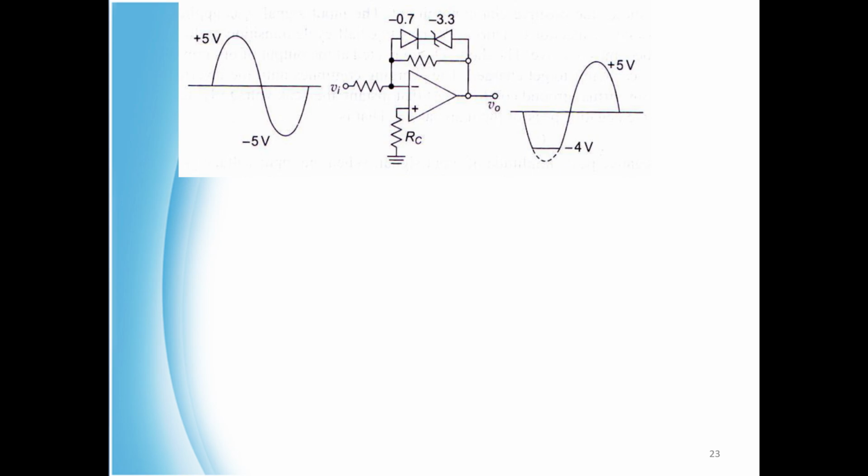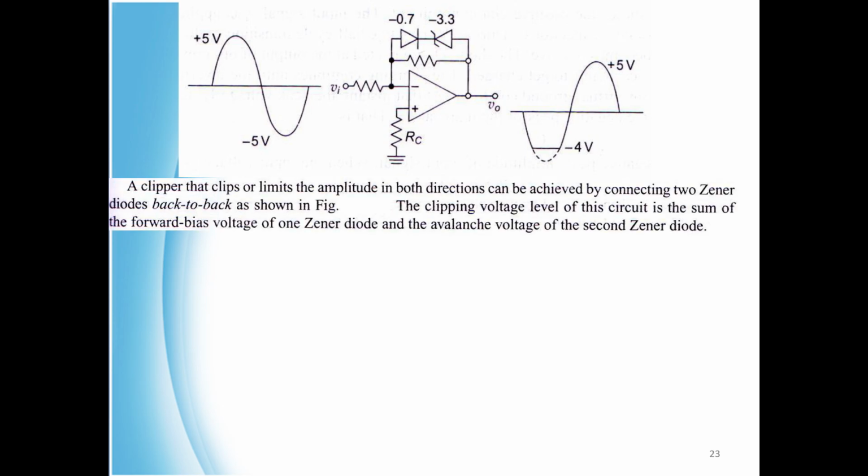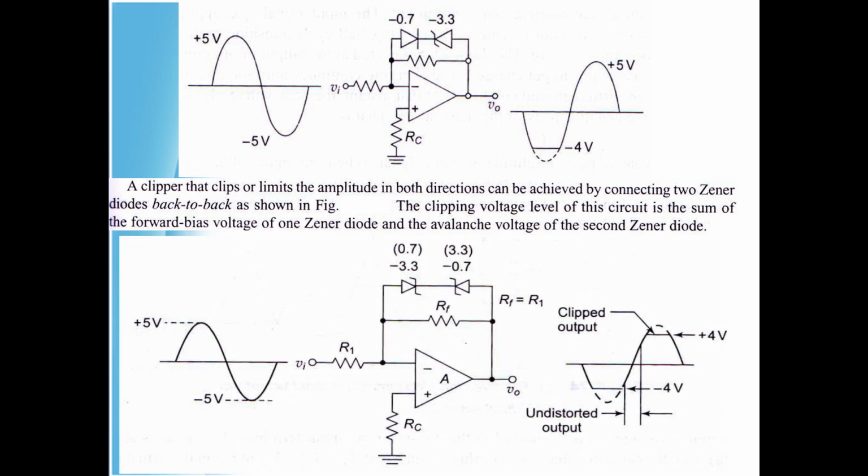So this is the circuit of a negative clipper. Here the clipping takes place at the negative half cycle. A clipper that clips or limits amplitude in both directions: sometimes you may have to clip in both directions. This can be achieved by connecting two Zener diodes back to back, as shown in the figure.